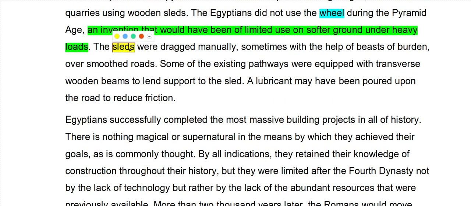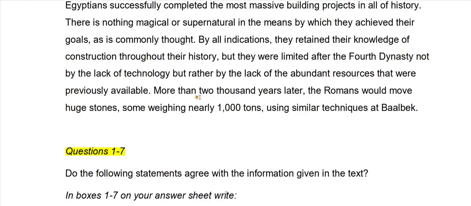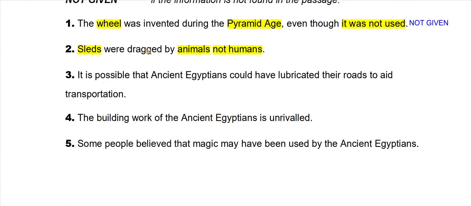The sleds, so here is our keyword, were dragged manually. So they were dragged, but they were dragged manually. Manually means by humans, by using manual power, manpower, sometimes with the help of beasts of burden over smoothed roads, and sometimes we used beasts, but they were also dragged manually. The statement says sleds were dragged by animals, not humans. They were using both to drag this sled. So we will say the answer to this question is false.